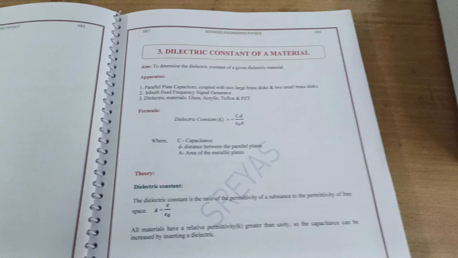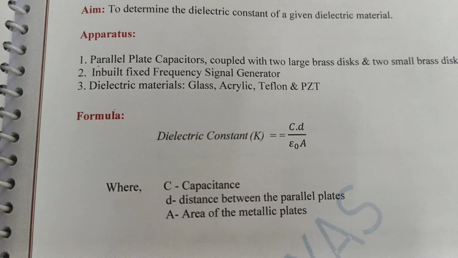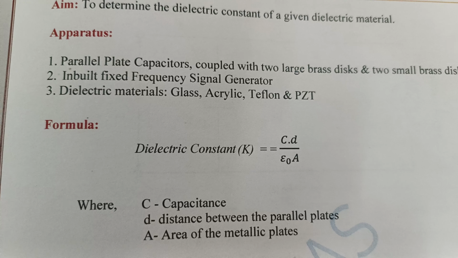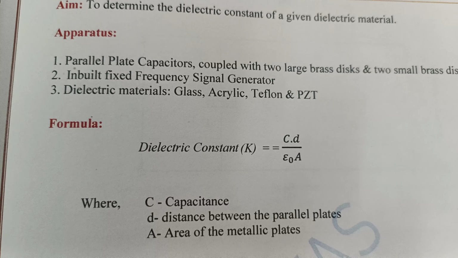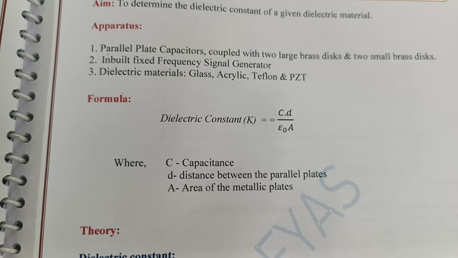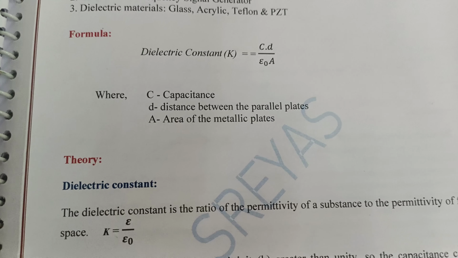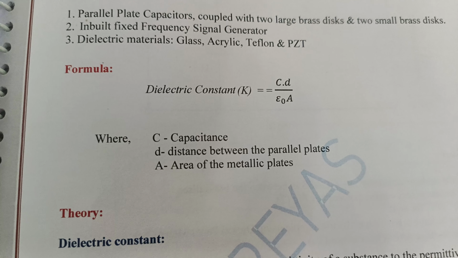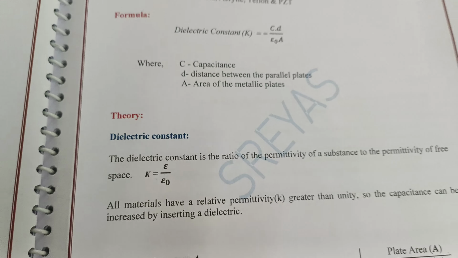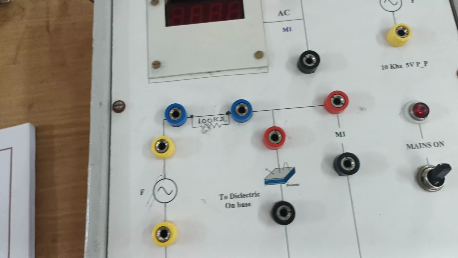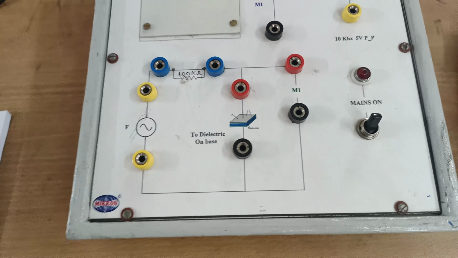Here you can see the formula used to find the dielectric constant: K is equal to C into D by epsilon naught into A. Here C means capacitance with dielectric, D is the distance between the parallel plates, and A is the area of the metallic plate. So to find this, first we need to connect the apparatus.